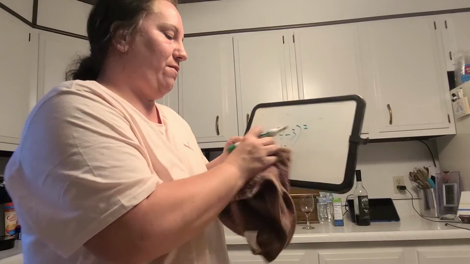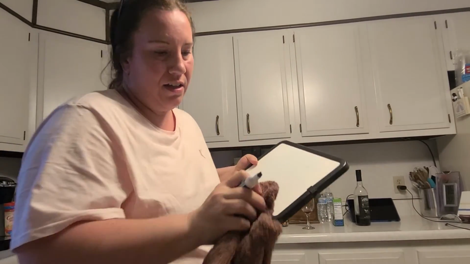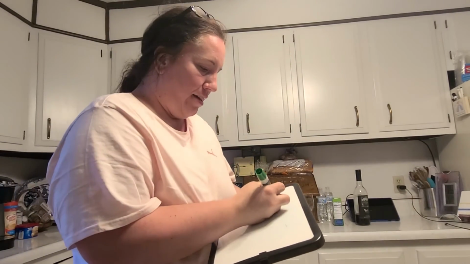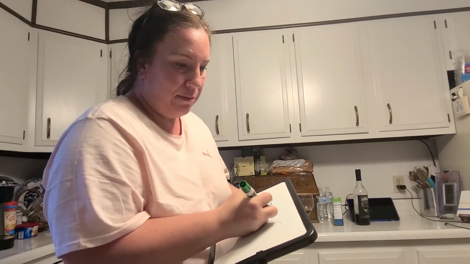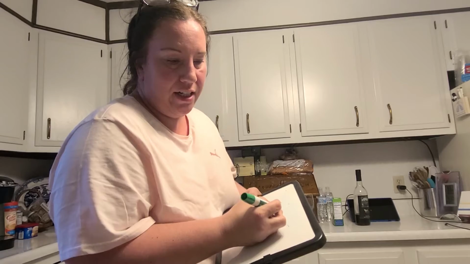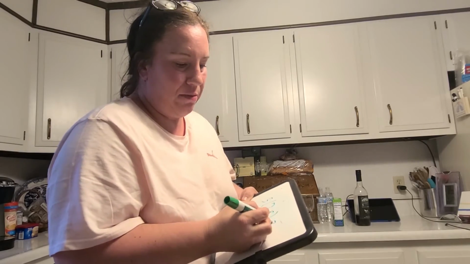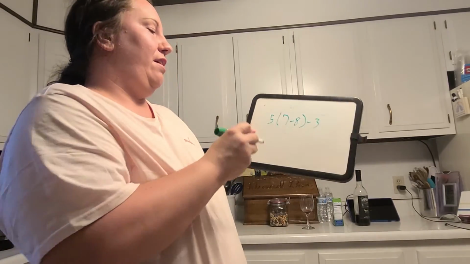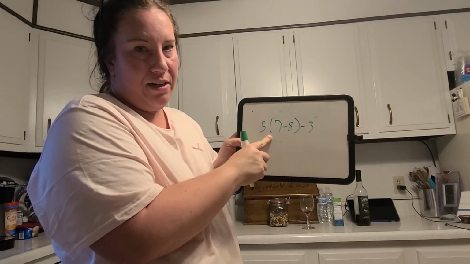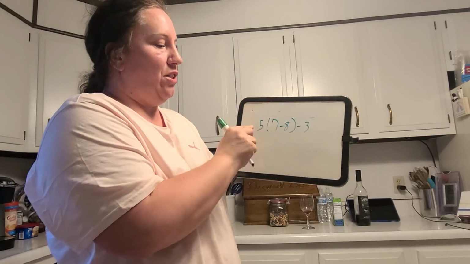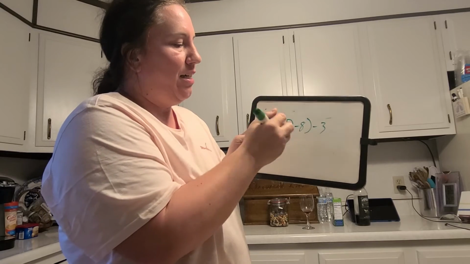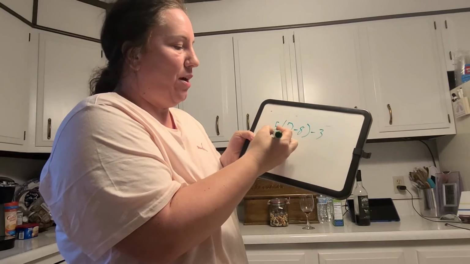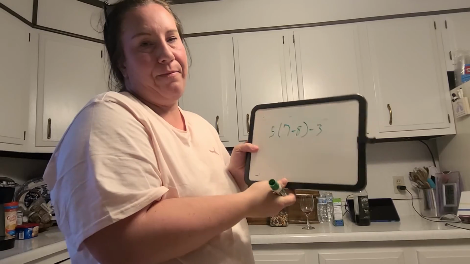Let's do one more. This one's a little bit trickier. I don't know if you have a whole lot of experience in this, but we did talk about this in the last video, so you might be able to figure it out. Again, we don't start with 5 times 7. No, no, no. You look in the parenthesis. So first, what is in the parenthesis? What is 7 minus 8?